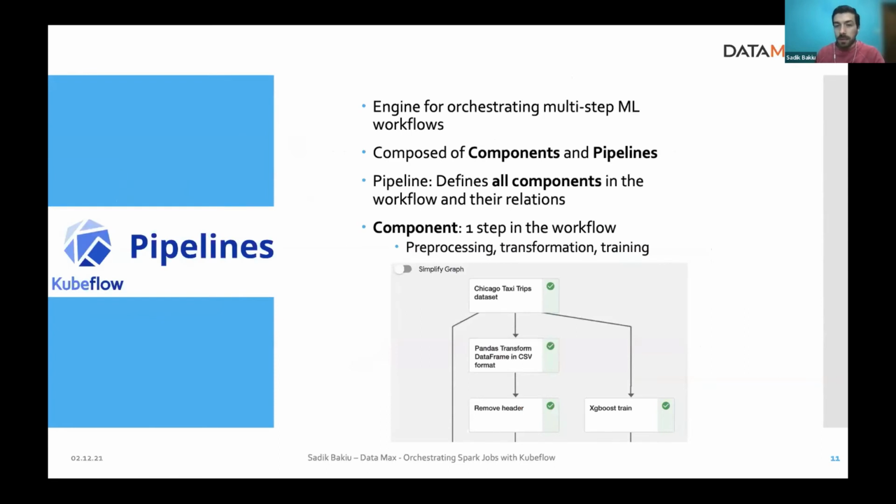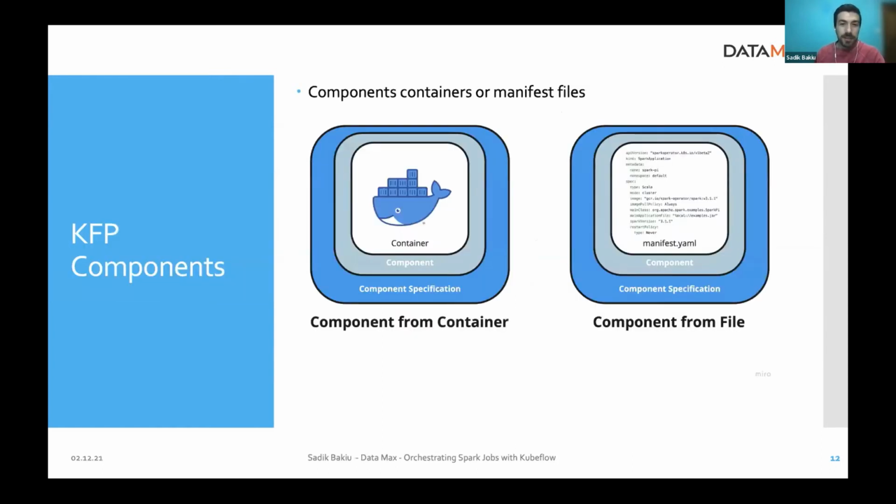Of course, the pipeline is composed of components, and these components have dependencies or relations with one another, and then the pipeline defines all these relations in a graph. Once one of the components is finished, the pipeline takes care of triggering and executing the following steps. What is a component? It's a pre-processing step, a transformation step. It can also be a model training step. It can be anything, or almost anything. Usually the components are defined as containers or manifest files.